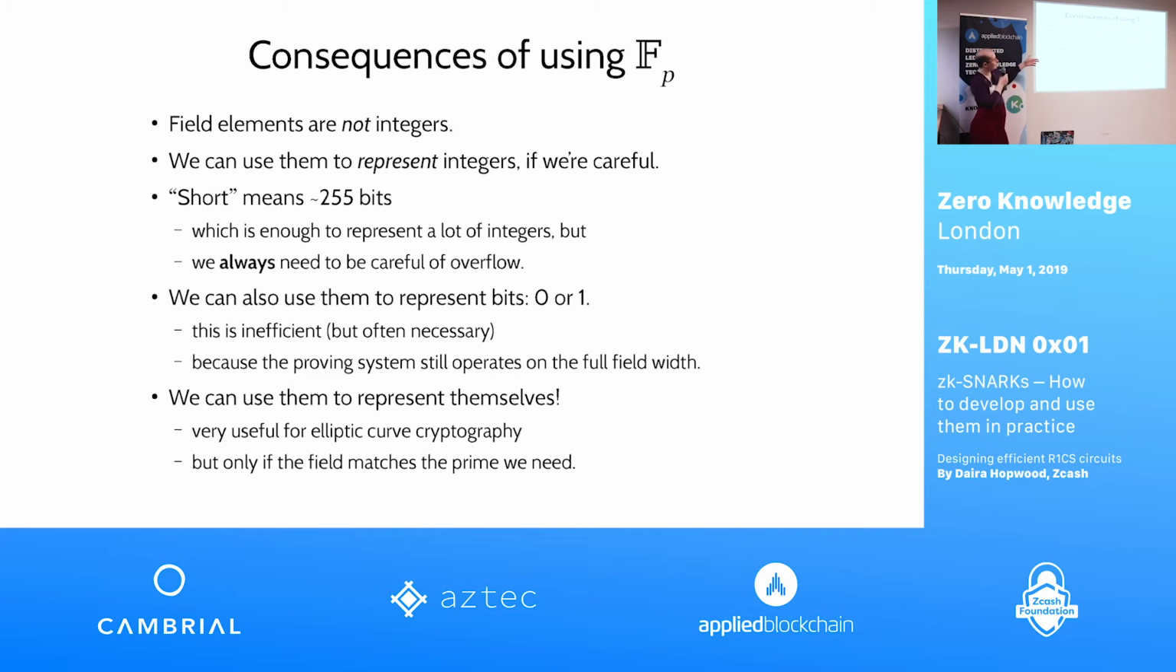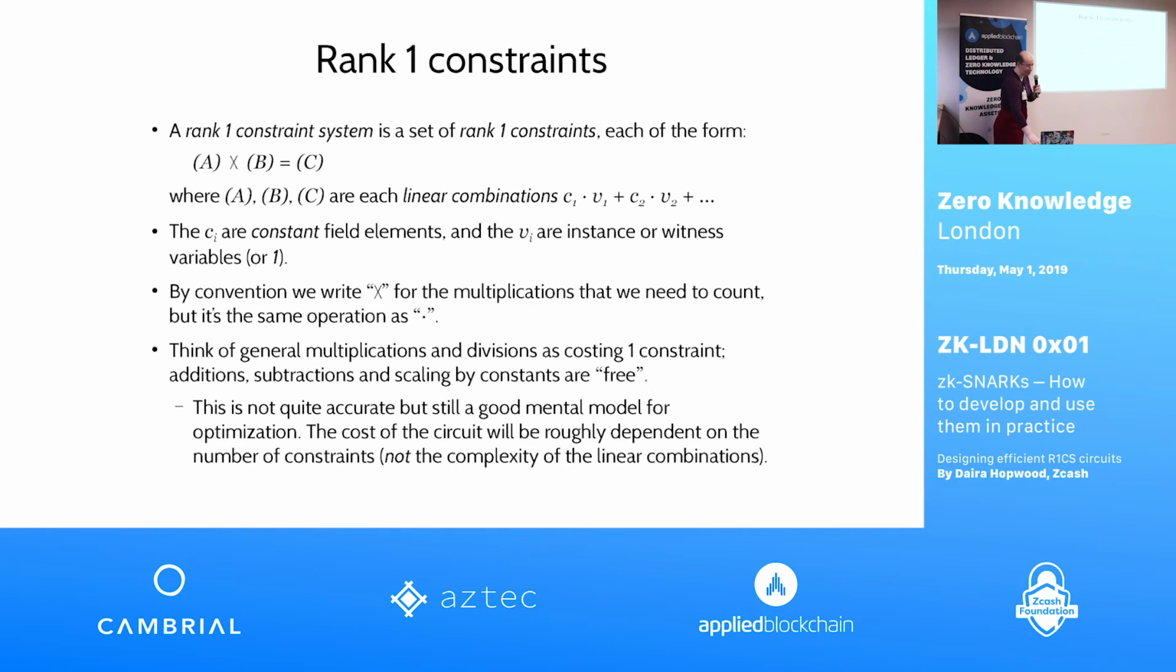So in elliptic curve cryptography, for example, this 255 bits is an ideal size for the coordinates of elliptic curve points. So we can arrange that this prime is exactly the prime that we need for a particular elliptic curve. Who knows about elliptic curve cryptography? So basically, most of the audience. Okay, that's good.